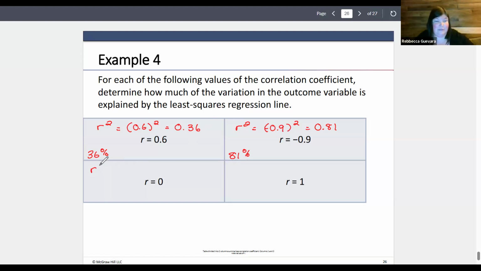If my correlation coefficient is 0, saying I have no relationship, well then my coefficient of determination is 0, so 0% of the changes that I see or variations of the outcome are going to be explained by the least squares regression line. And if R is 1, then R squared is just going to be 1, because that's 1 squared. That means 100% of what I see, variations in my outcome variable or my y, can be explained by the least squares regression line.